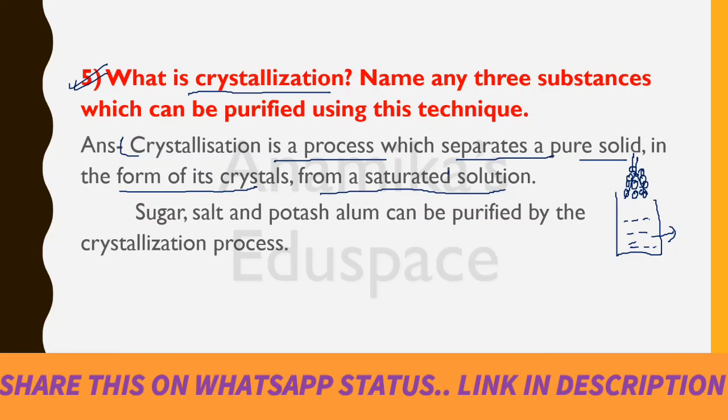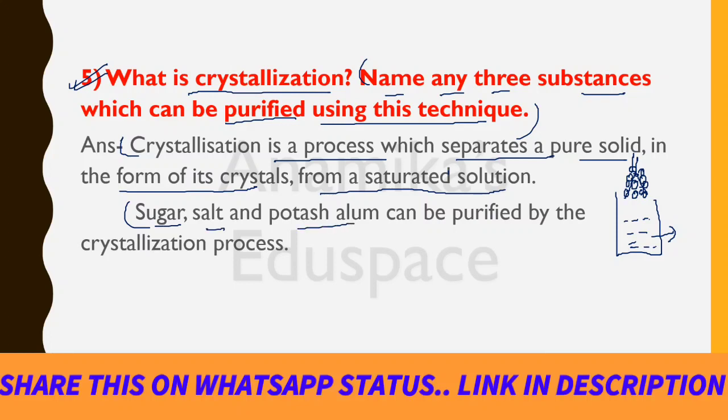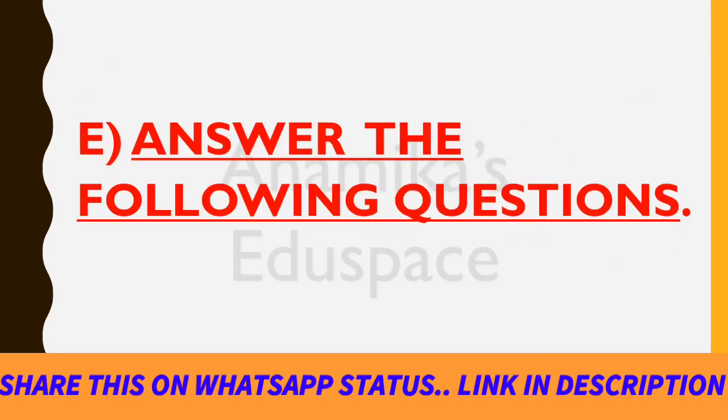Okay, now coming to the part question. The part question says: name any three substances which can be purified by using this method. And the answer will be: sugar, salt, potassium alum can be purified by the crystallization process. Clear? That was the end of all the questions of question number D.